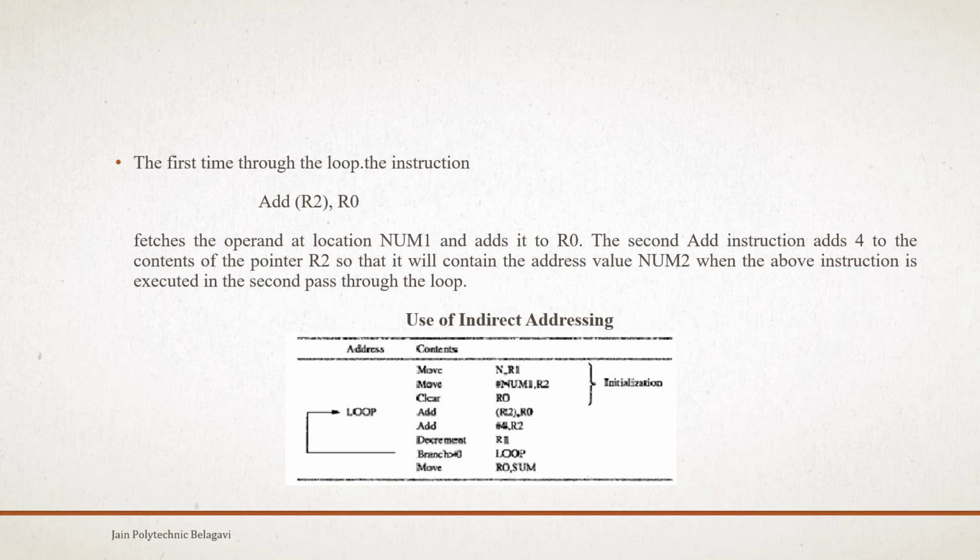Again it comes to add in brackets R2 comma R0. Now R2 contains the address of num2. Again it will do a read operation on num2. So it will find the value present at address num2. The value present at address num2 will be number 2. So like this it will go on doing the loop.